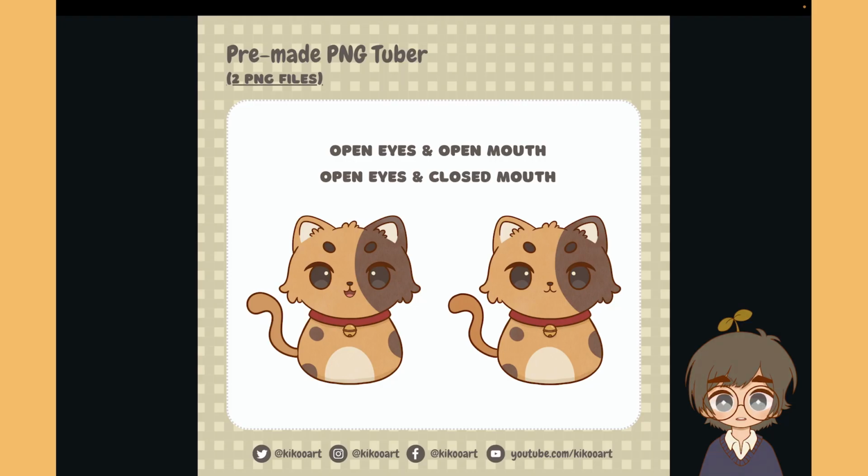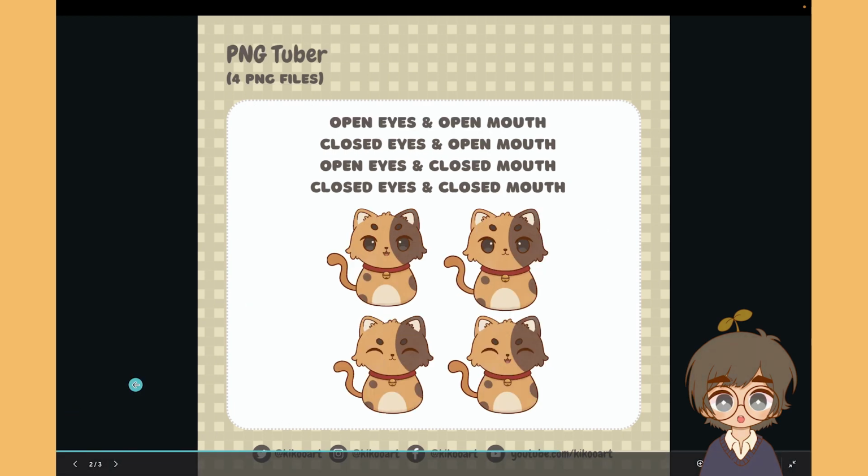So there are several ways for you to implement the character that you would want for your PNGtuber. So you can just simply create two layers for your character, having their eyes open and then having their mouth closed and open. That's the most common thing that you would see whenever someone uses a PNGtuber. And then the next one would be having them blink. So for blinking, you need to create four frames. So one with their eyes open and then having their mouth open and closed, and then another set of them with their eyes closed and then their mouth with open and closed.